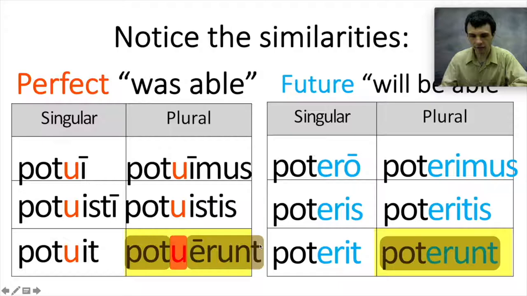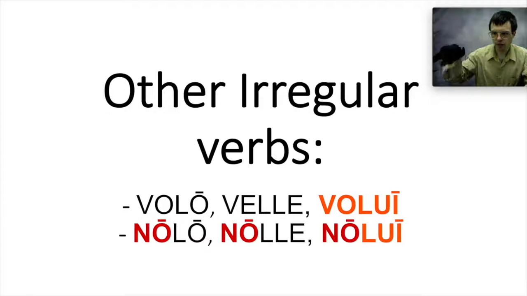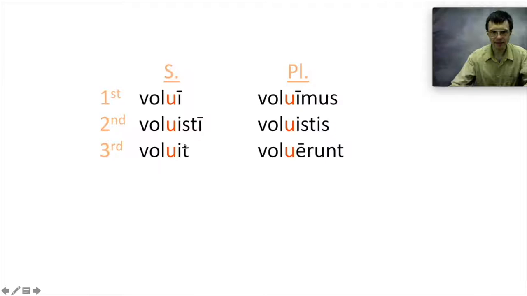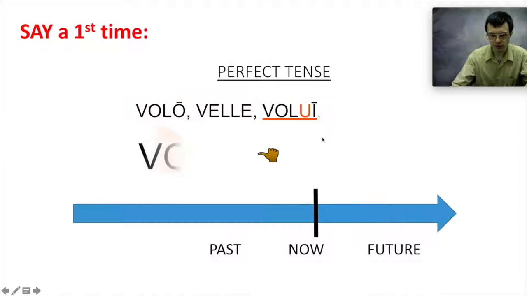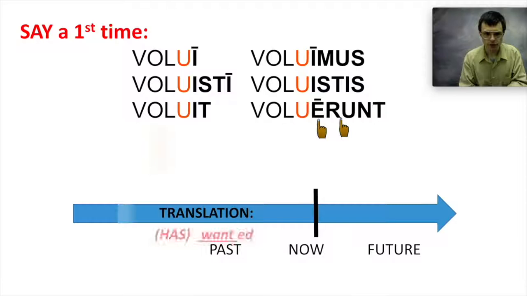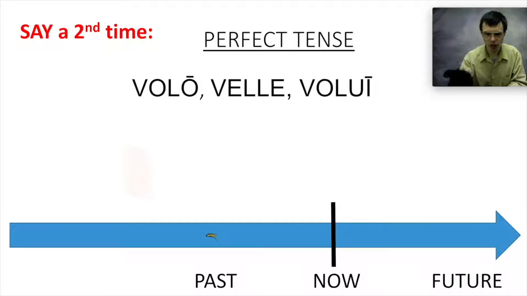Okay, so starting from the third principal part of volo, velle, volui and nolo, nolle, nolui, these two are going to go exactly according to the rules. So i, isti, it, imus, istis, erunt. And so this is how it's going to sound. Volui, I wanted, you wanted, he, she, it wanted, we wanted, y'all wanted, they wanted. And there they are. And of course the translation is wanted or has wanted. Now you say it a second time. Ready, go. Volui, voluisti, voluit, voluimus, voluistis, voluerunt.